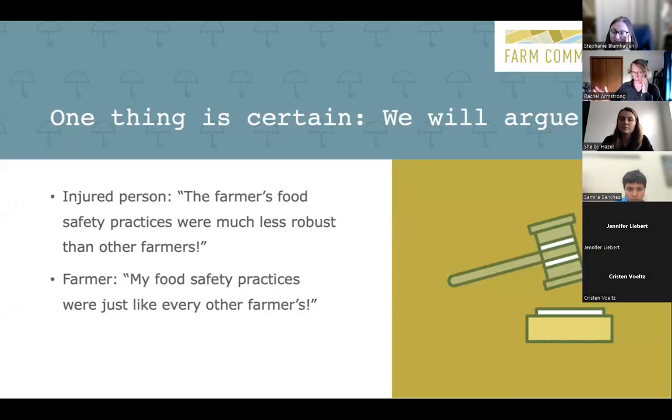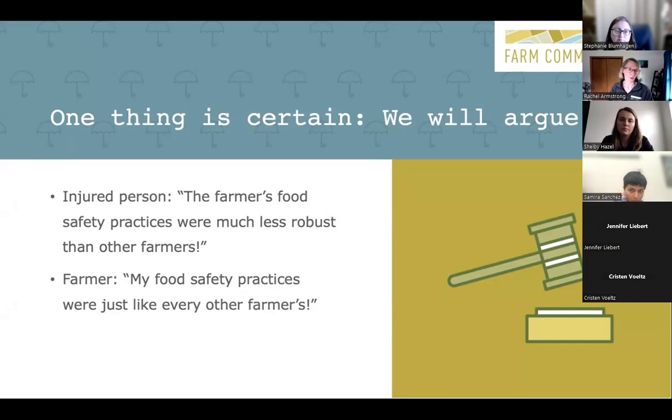So, cantaloupe makes someone sick. The injured person is going to be saying, oh my goodness, the farmer's food safety practices were much less robust than other farmers. Oh, they were so deficient. They did not do what your average farmer does. And here's my evidence. I have Farmer Joe who does this and this and that. And I've got Farmer Sue who does this. And I have this published report that says farmers do this.